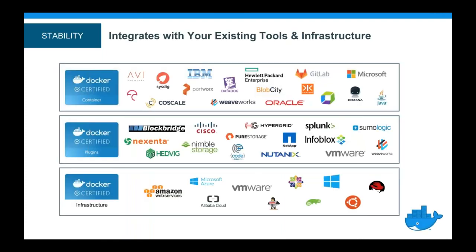On the stability side, again, a big part of stability is making sure that Docker Engine runs well with your existing tools and infrastructure. So we have a Docker Certified Partner Program, which was introduced almost over two years ago. And it is a process where we work with vendors to validate and test their solutions with the Docker tools. So we have three categories of certified partners. We have container partners, we have plugin partners, and infrastructure partners.